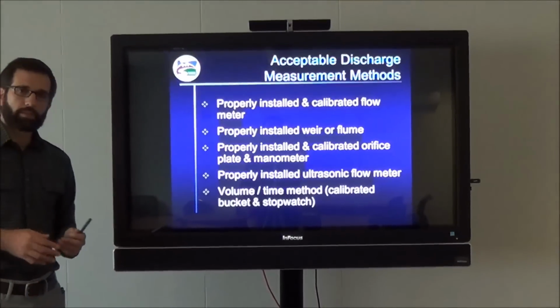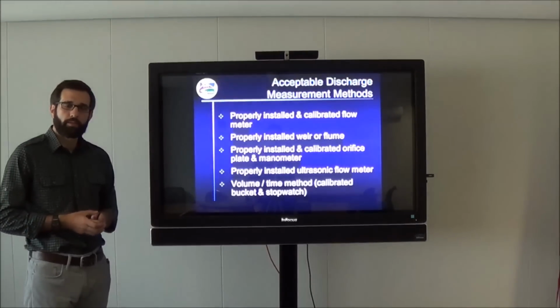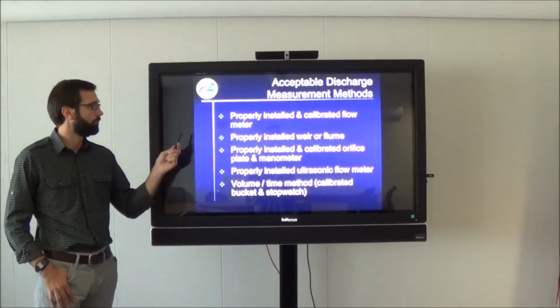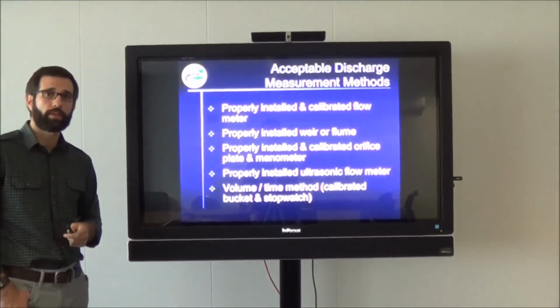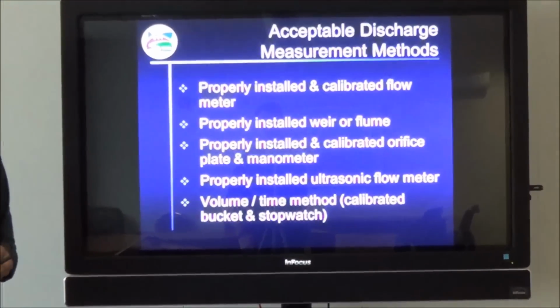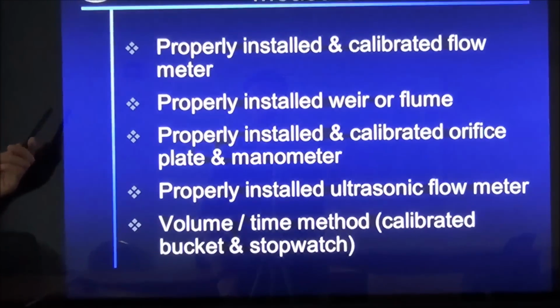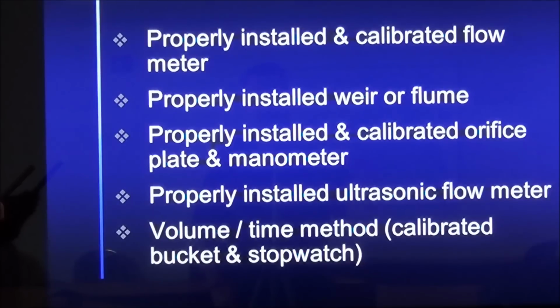So we have some acceptable discharge measurement methods for our pump test program. The first one is a properly installed and calibrated flow meter. That's what you'll see most frequently, a flow meter on the discharge pipe. Also, there can be weirs or flumes, an orifice plate or a manometer. Those are kind of rare.